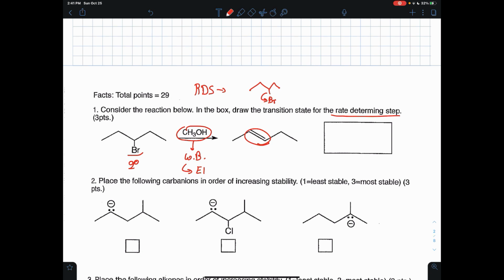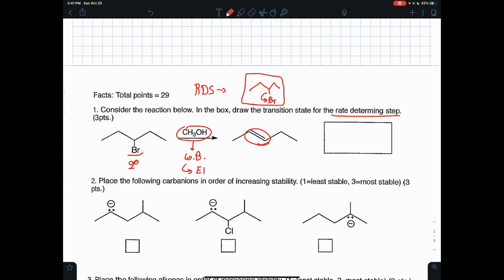And that's really important, because this is the thing that determines the order of the reaction. So my nucleophile cannot attack until this Br leaves. So the leaving of the Br is the step that determines how fast the reaction is gonna go, and that's why it's called the rate determining step.